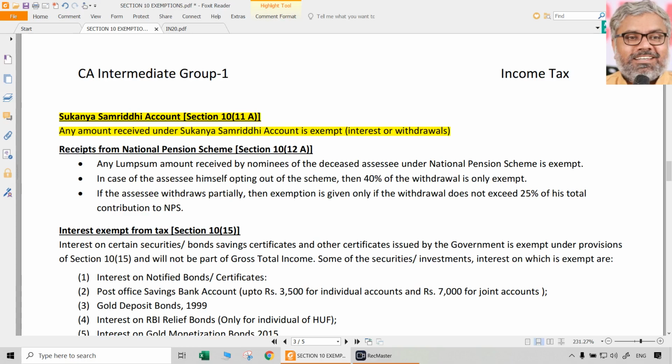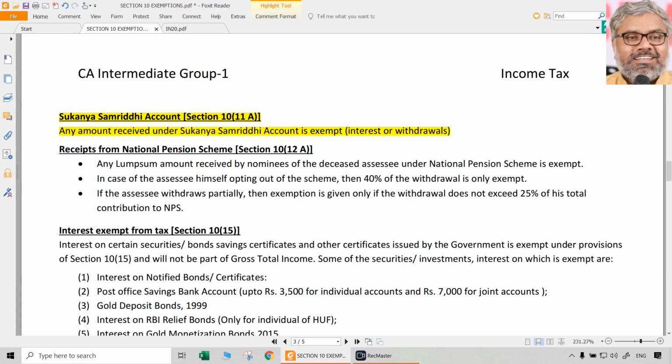Yeah, name wise, it is specially made for girls, opened by generally their parents. So that is Sukanya Samruddhi account. But interest on that account is exempt. So what is the purpose here? To attract more investments or more savings in the name of girl child. That's it. That is one of the exemptions to a particular type of bank account called Sukanya Samruddhi account.